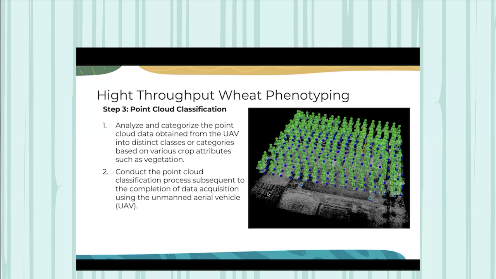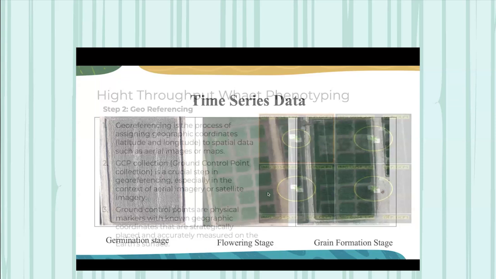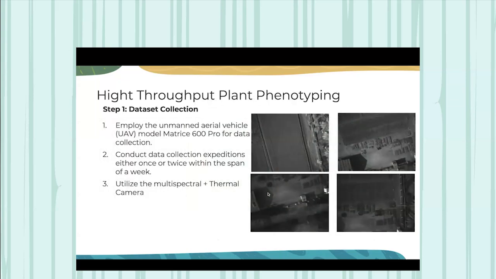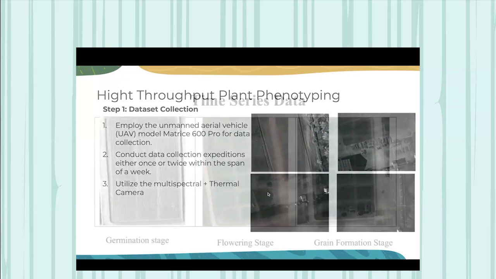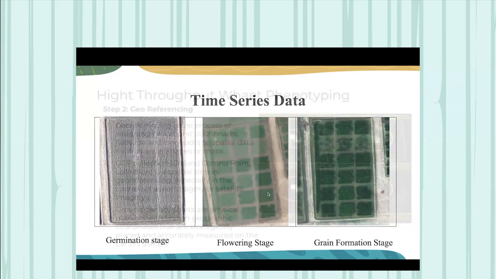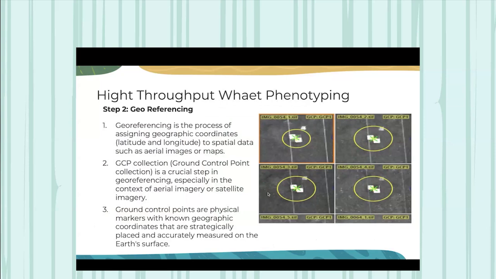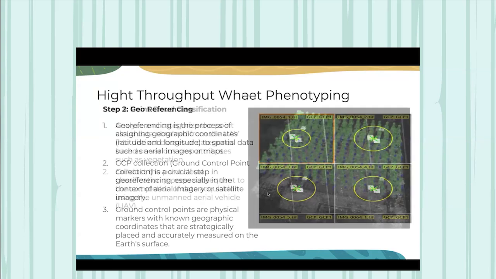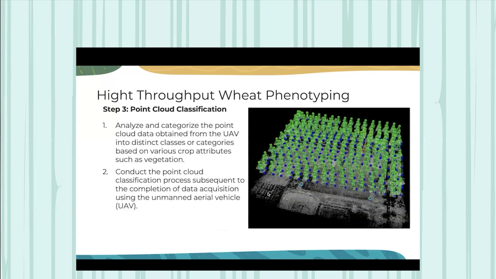So this is the third step. First one, data collection. Obviously, you have to do it on a time series basis, from the germination to the grain formation or till the harvesting. Next one is, before taking the images, you have to georeference your field so that you have the exact coordinates of these GCPs, so that later on you can align the images of different flights. Third one is creation of this point cloud classification.